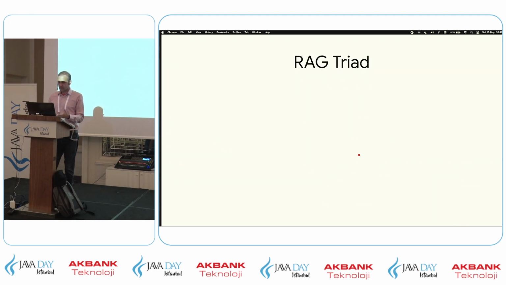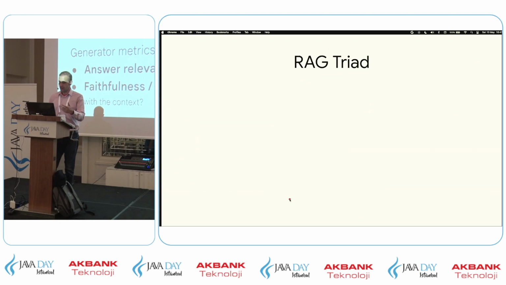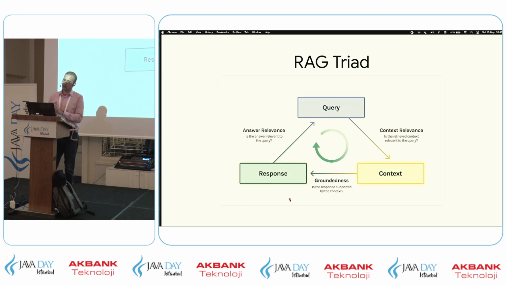Because of that, there's a simplified version of RAG metrics called the RAG triad. Instead of measuring all of these, you just measure this one and these two, and then it becomes like this, right? The user asks a question, and then from there you get a context, and then from the context you generate a response. Each of these pieces you can measure separately.